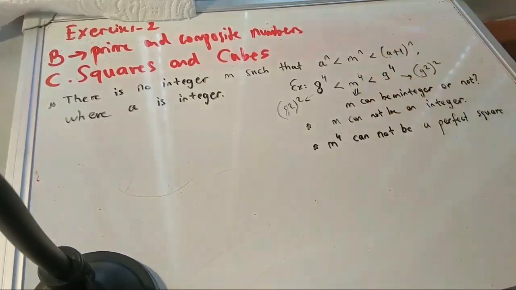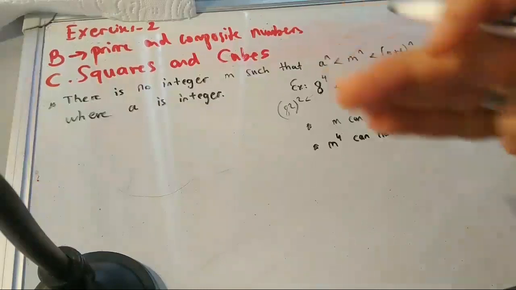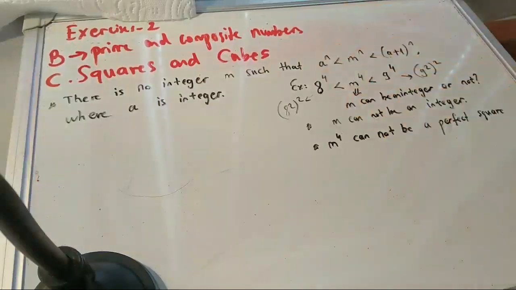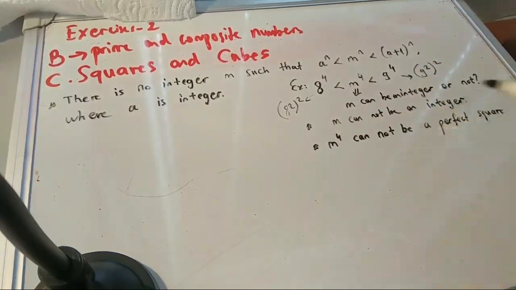If m is an integer, m to the power of 4 cannot be a perfect square. If m is a fraction or maybe an irrational number, yes, it can be, but as long as m is an integer, m to the power of 4 cannot be a perfect square. Okay.